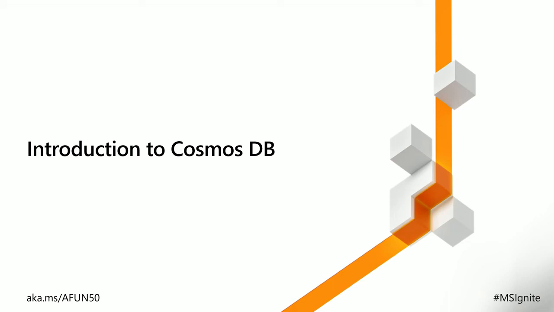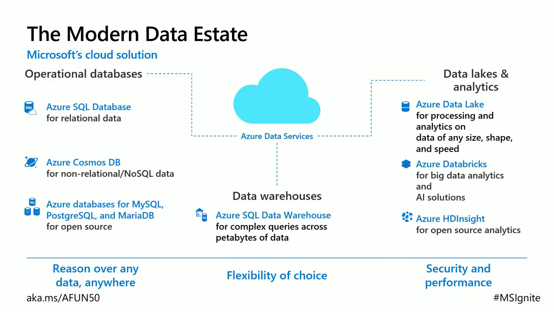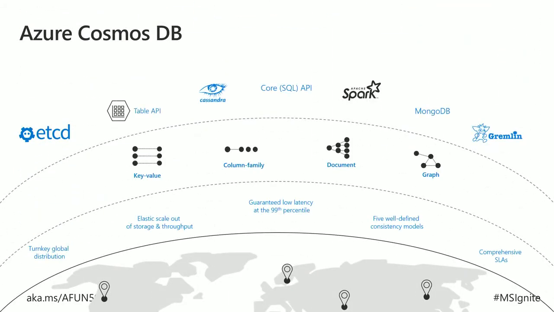We're going to do a quick introduction to Cosmos DB. When we look at that overall modern data estate, Cosmos DB sits over here on the left with the non-relational databases, the NoSQL databases. Cosmos is our globally distributed NoSQL database offering. The interesting part about it is the flexibility that we have around addressing it on the front end. So all of the things that you see across the top there, Table API, Cassandra, Spark, Mongo, Gremlin, we have APIs that allow those command sets to be used directly against Cosmos DB.